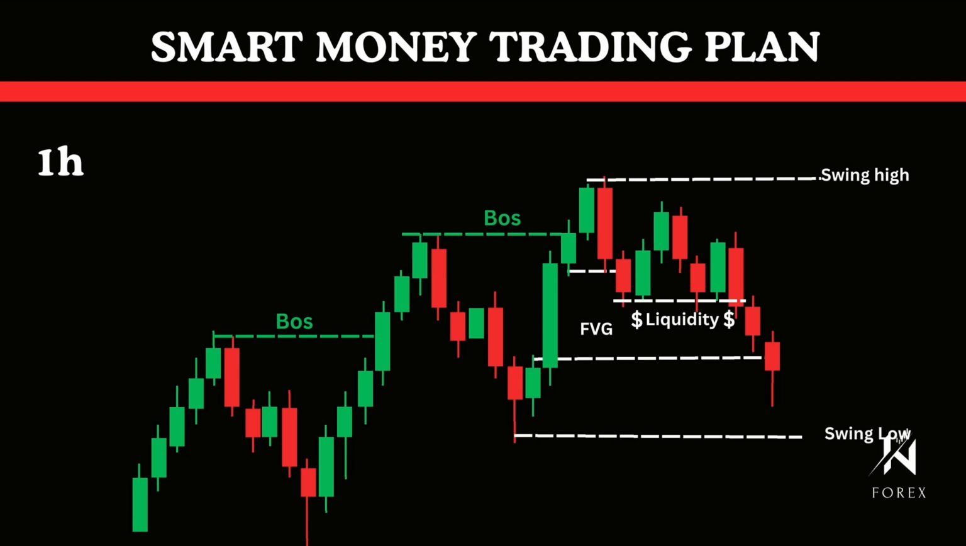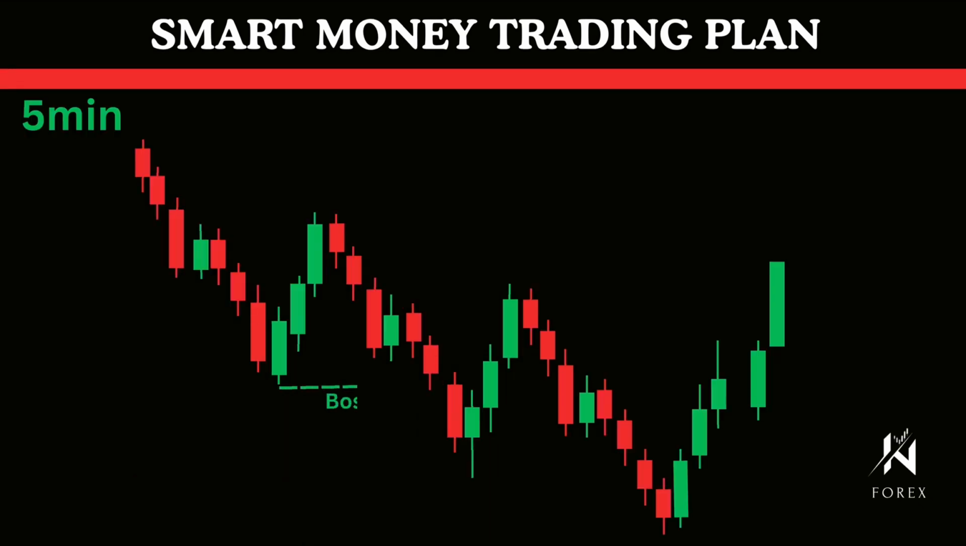Step 2. Apply smart money concepts. Next, we identify fair value gaps, FVGs, liquidity areas, and optimal trading zones on the higher time frame. If price retraces to fill an FVG and grabs liquidity near key levels like equal lows or highs, that's a prime spot to look for high probability trades. Step 3. Confirm and enter the trade.